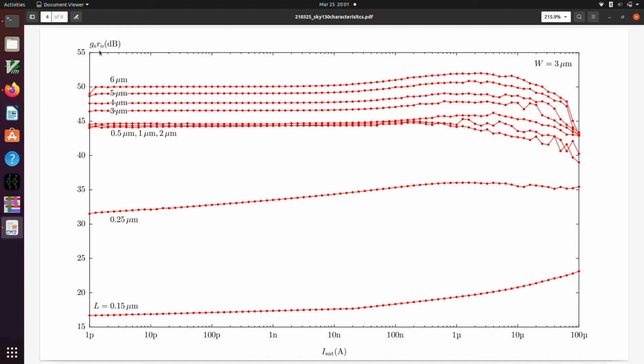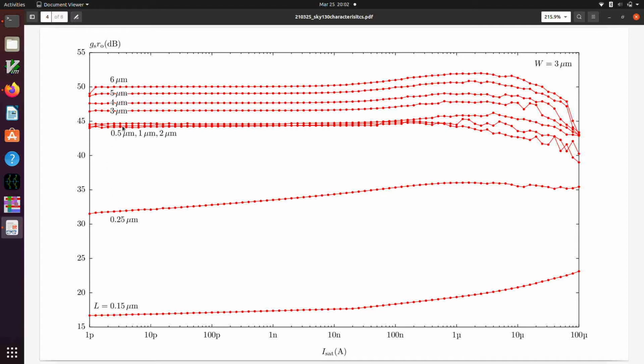And so that's a useful measure for how much gain we can expect to get out of a single-stage amplifier, and also a measure of how flat the drain characteristics are in saturation. The higher this number, the flatter the drain characteristics. And so here we see a general progression from relatively poor intrinsic gain of only maybe 16 or 17 dBs down here for the minimum length device. Gets much better starting at maybe half a micron.